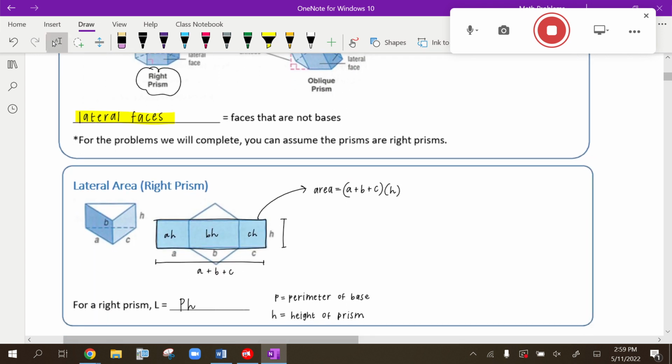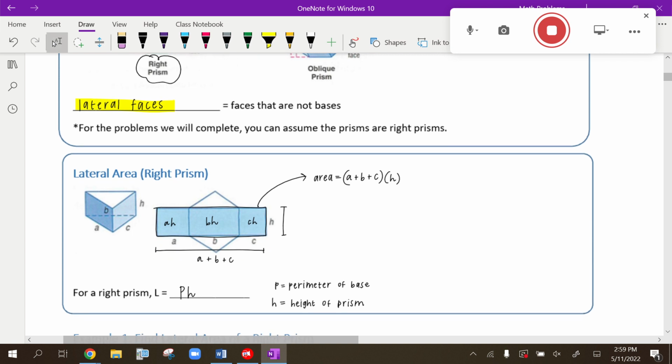First, let's talk about the lateral area of a right prism. So excluding the bases, we would only be talking about these lateral faces. We could take it and unfold it to look at the area of the entire lateral face. So this is the area we're trying to find. Rather than finding the area of each face separately and adding them all together like this, we would take the A, B, and C all together times the height.